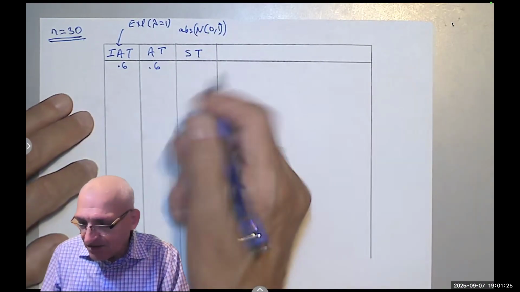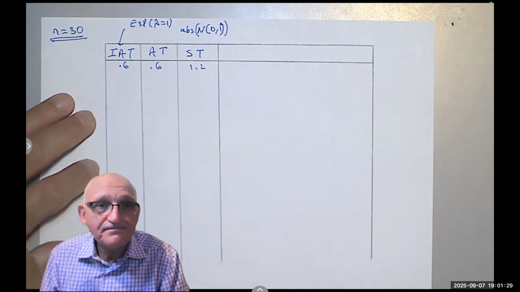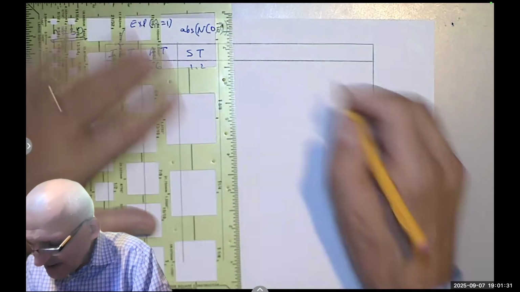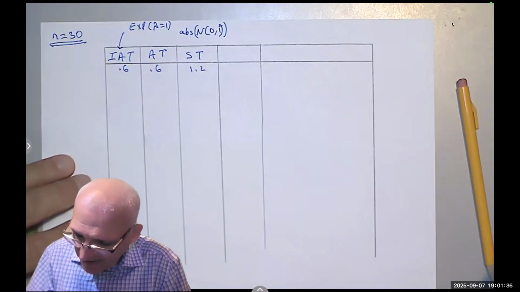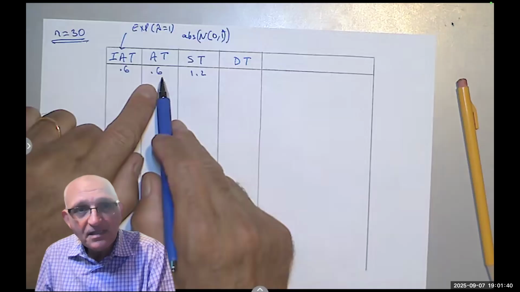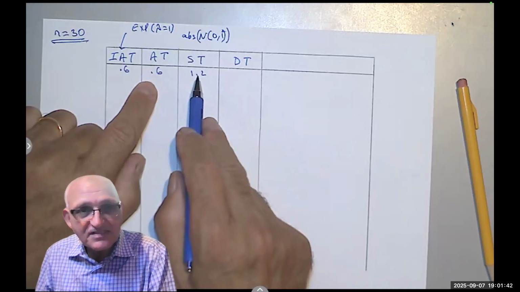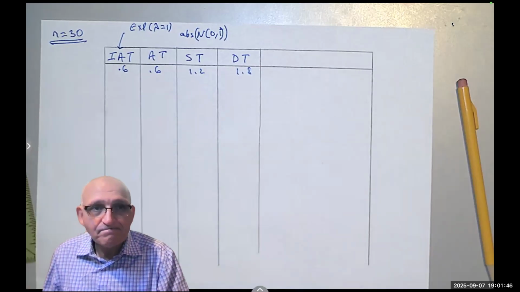And let's say the first one I received was 1.2 minutes. Then I can calculate the departure time, which is the arrival time plus the service time. So the first customer leaves at 1.8.